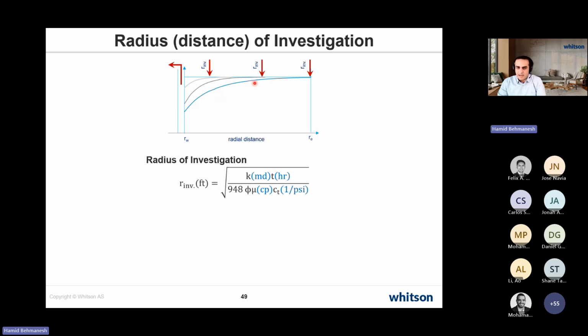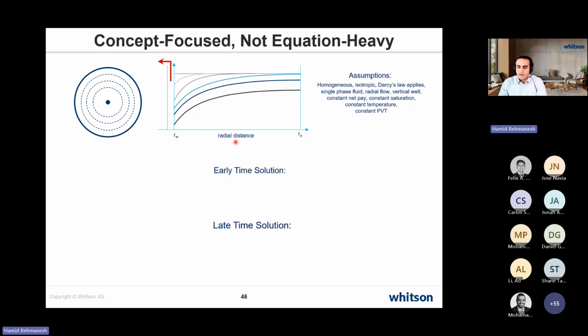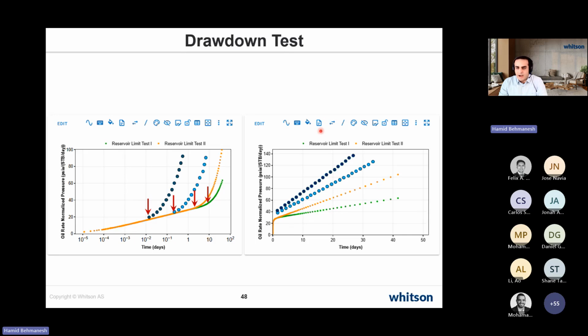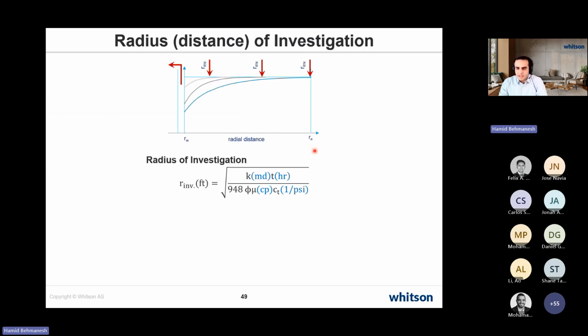And by this, I'm going to introduce the radius of investigation, and this is the equation that we can find from simply setting these two equations equal to each other. Remember, I talked about the early time solution and late time solution. This applies to early time, this applies to late time. If we set Pi minus Pw from both sides of the equation to be the same and do some mathematical manipulation, I can find a relationship for the distance of investigation here.